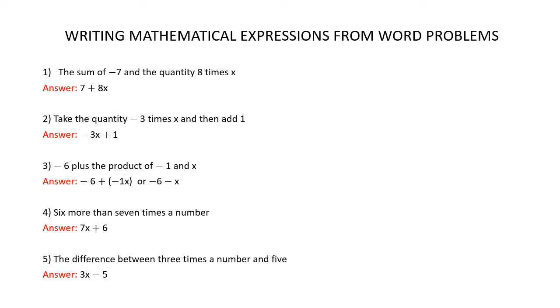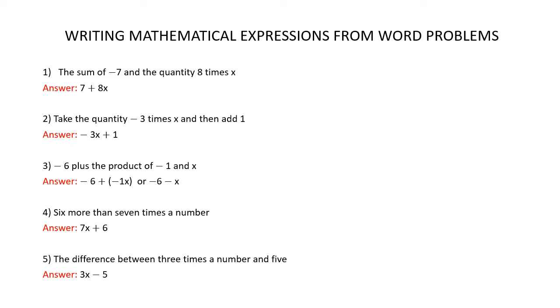Now let's look at a few phrases and learn how to write the mathematical expressions for them. The sum of minus 7 and the quantity 8 times x. Now 8 times x means 8x. The sum of minus 7 and 8x is written as minus 7 plus 8x, since sum means plus. So sum of minus 7 and the quantity 8 times x is written as minus 7 plus 8x.